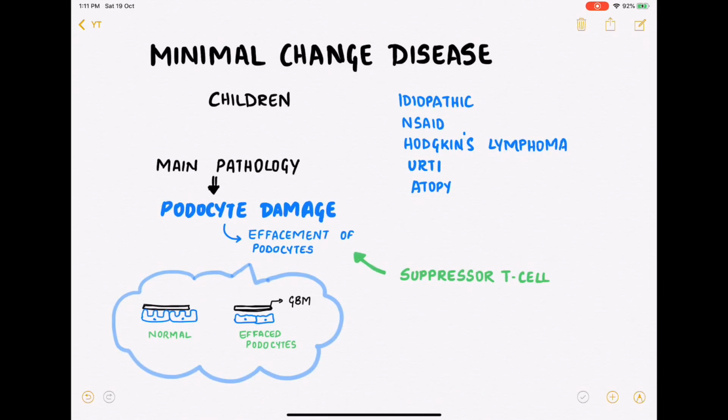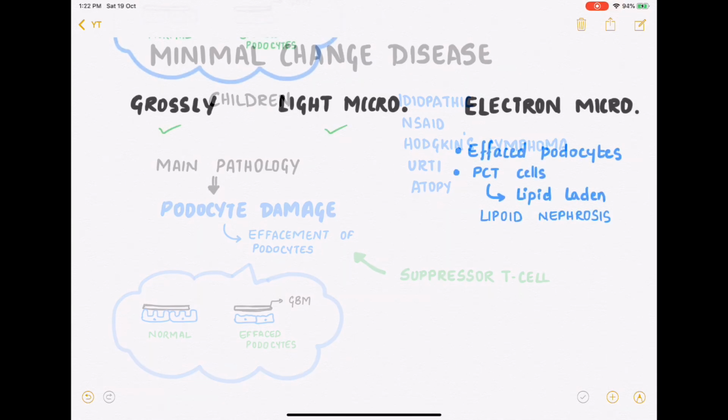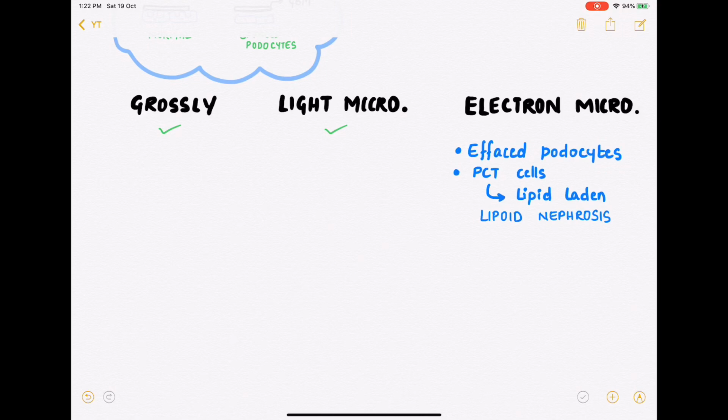The main pathology involved in minimal change disease is that there is podocyte damage. That is, there is effacement of the foot processes of the podocytes. And according to the recent research, we have found that this damage is due to suppressor T cell activity. In minimal change disease, the kidney looks normal, grossly and under light microscope. And that is why it is called the minimal change disease.